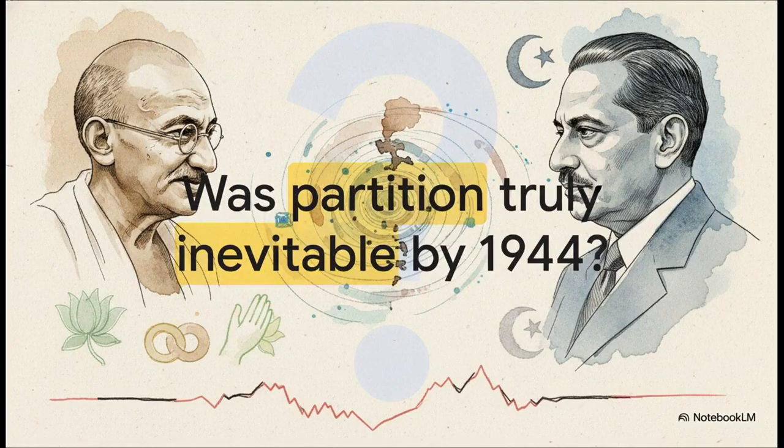Which brings us to a really profound final thought to consider today. In 1944, when Gandhi was released from prison, he and Jinnah held their famous talks, fundamentally debating the concept of identity itself. Gandhi argued that a change in religion doesn't change someone's core nationality, while Jinnah argued that Indian Muslims constituted an entirely distinct nation. If these differing philosophies on national identity were truly irreconcilable by 1944, was partition truly inevitable? I'll leave you to ponder that based on the history we've unpacked today.